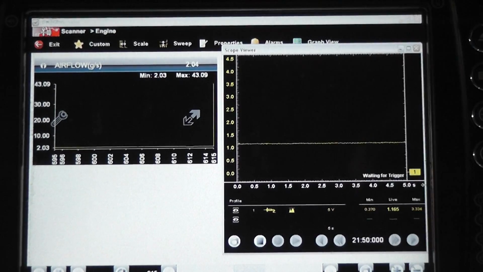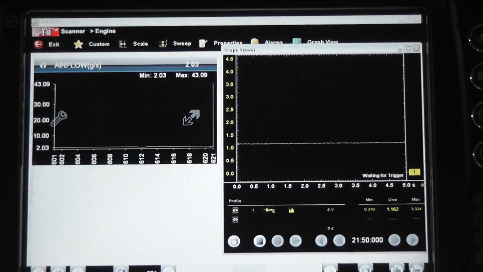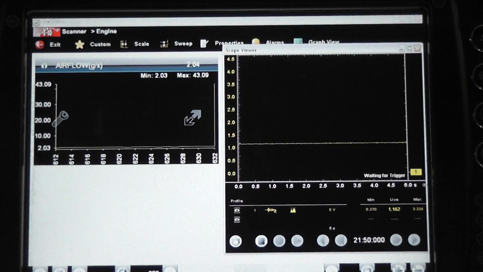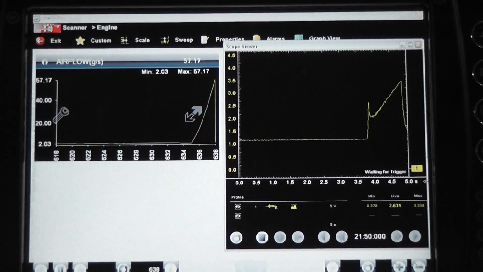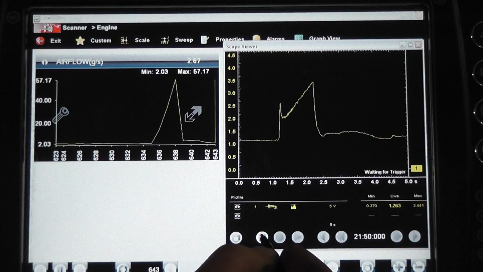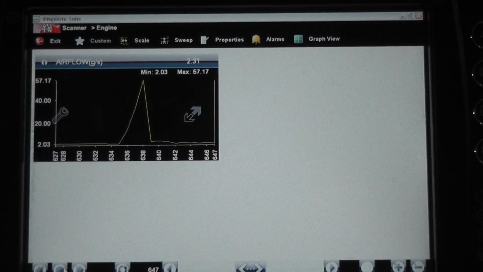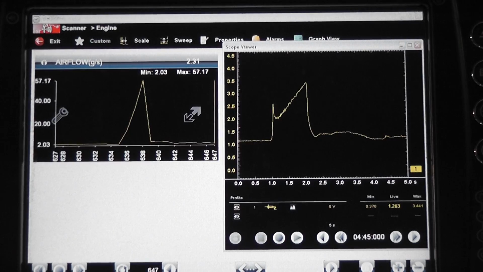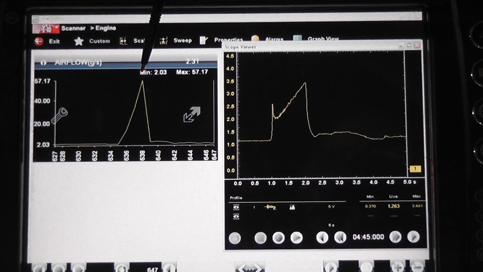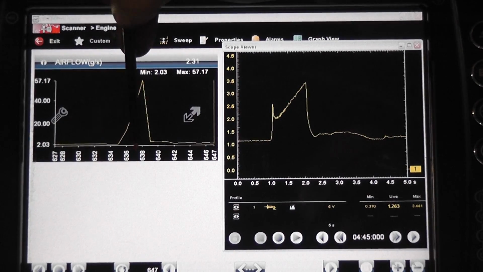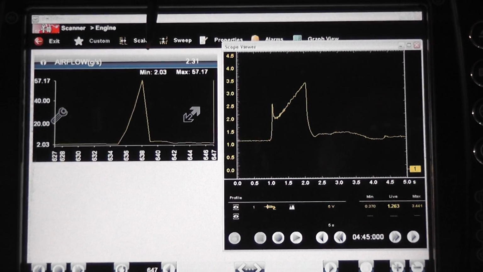This is processed data. So the next thing you want to do is snap the throttle as rapidly as possible. It's wide open, watch your readings. And what you just saw, this is processed data. We hit 57 grams per second at the peak of that. I only chose the airflow grams per second because I wanted to speed up the data process. You can't get this kind of reaction if you're looking at 50 different data PIDs. So I'm only looking at the airflow.